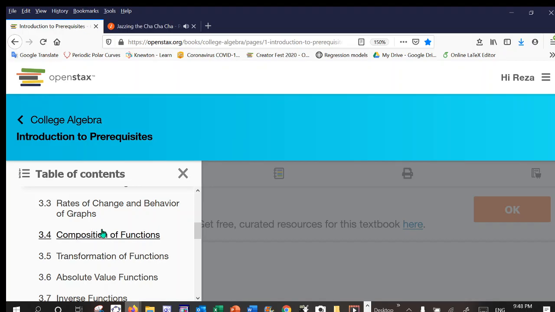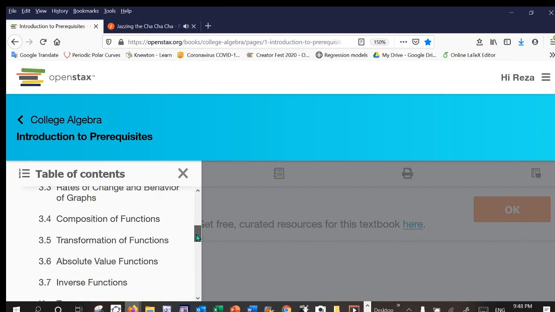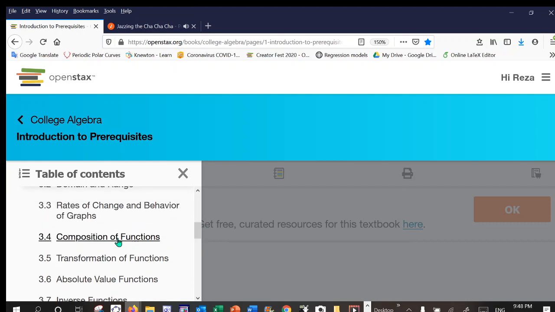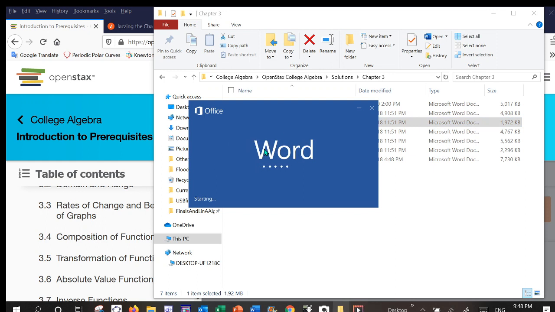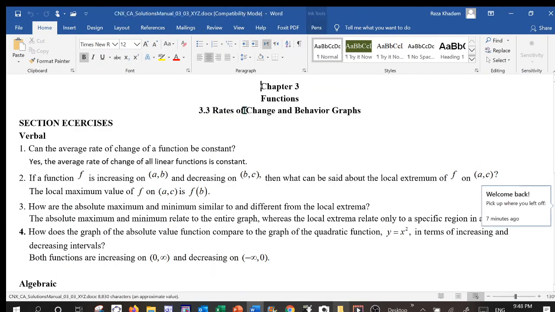So we are going to talk about rates of change and behavior of graphs and composition of functions. Okay. So let's get started. So in 3.3, I'm going to talk about rate of change of functions. So let's get to it.